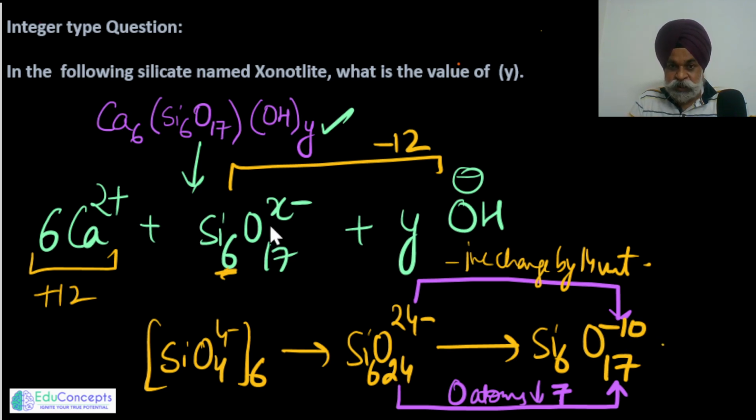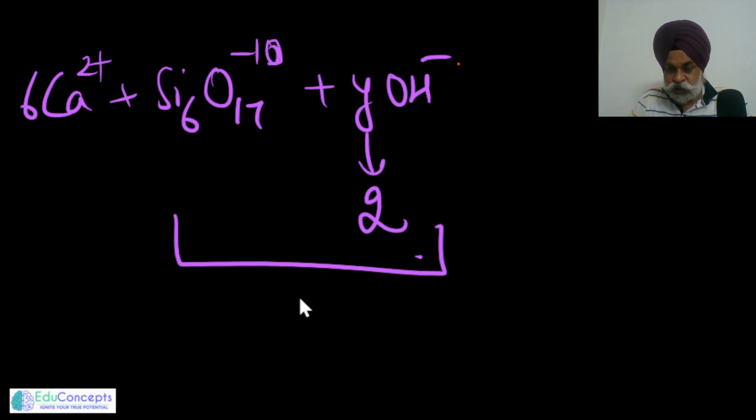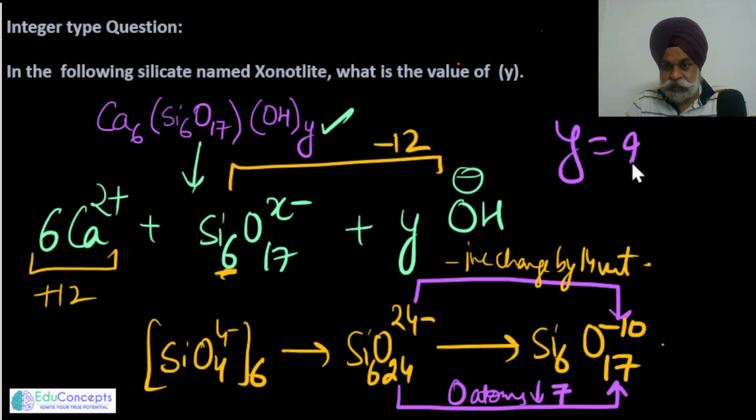So this means if this X value is minus 10, then let me write it on the next page. What we have said: calcium 2 positive, Si6O17 minus 10, and Y OH negative. So this happens to come out to be minus 10. So this Y definitely would be 2. The whole of the anions, whatever the number of anions, must have a charge of minus 12, because the cationic charge is plus 12. So in this question, the answer is that Y is 2.